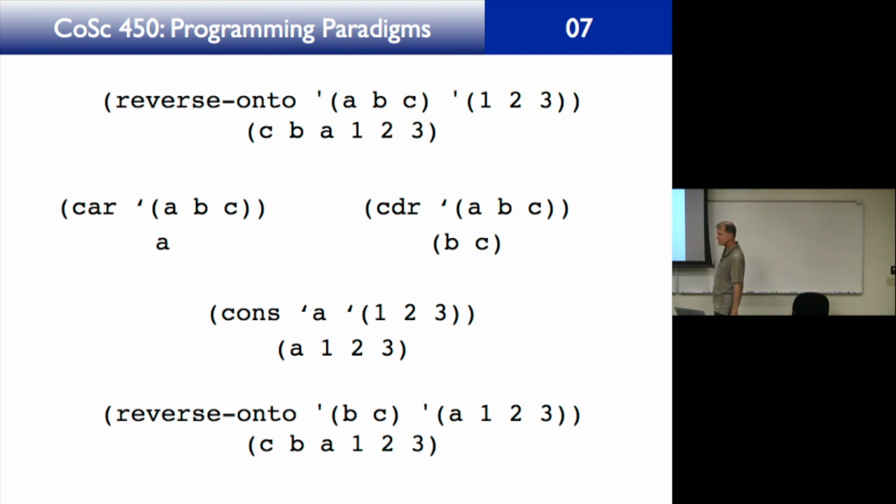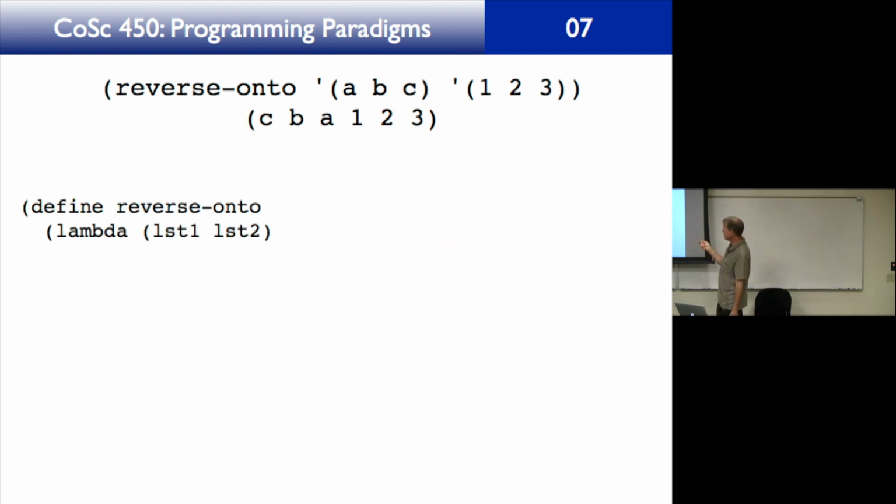And what's the base case? Empty. Yeah, which one being empty? The first one being empty. And then when the first one is empty, what do you return? The second one. Does everybody see how that would work? So remember, reverse onto ABC 1, 2, 3 does this. So we define reverse onto, and it takes two parameters, ABC and 1, 2, 3 in this example, and we'll call those list 1 and list 2. So define reverse onto, lambda, list 1, list 2. Okay, what did you say the base case was? Null. Okay, so the next line will be what? No, this one. If null list 1, right?